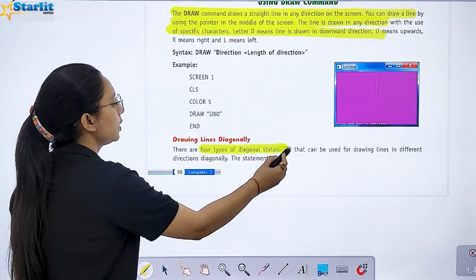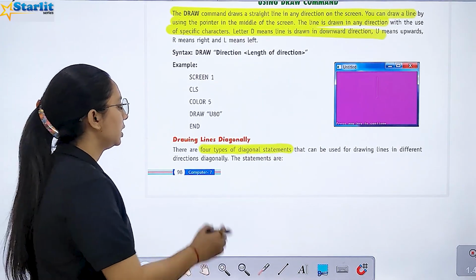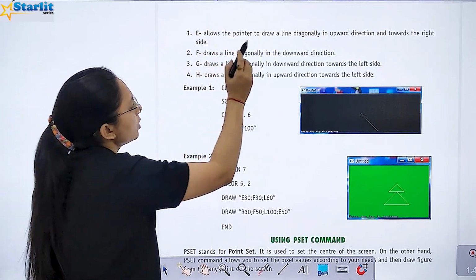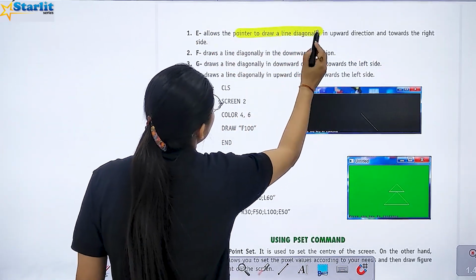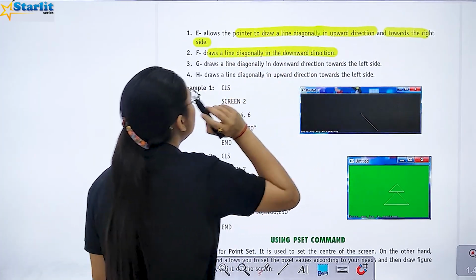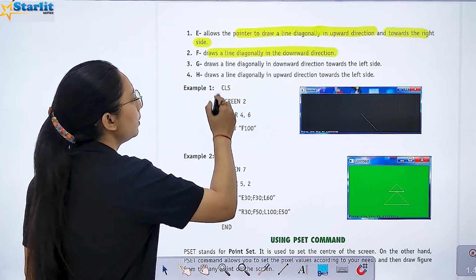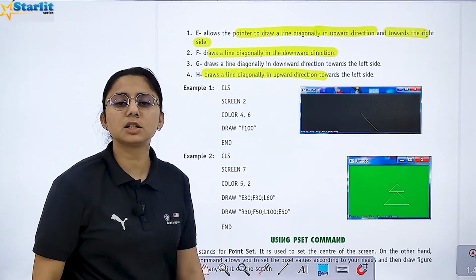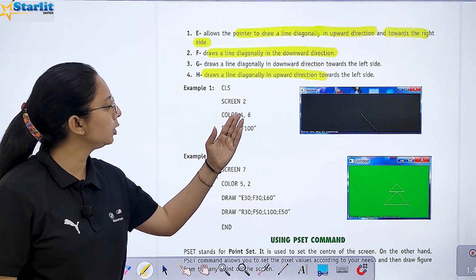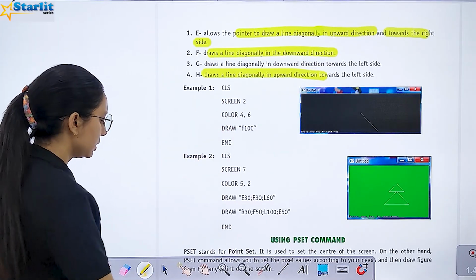Now drawing lines diagonally. There are 4 types of diagonal statements जिनको हम use करते हैं for drawing lines in different directions diagonally. These statements are E, which allows the pointer to draw a line diagonally upward and towards the right side. F draws a line diagonally downward. G means draw a line in a downward direction towards the left side. H is upward direction towards the left side. Here an example is given: CLS, SCREEN 2, COLOR 4, 6, DRAW F100 and so on.